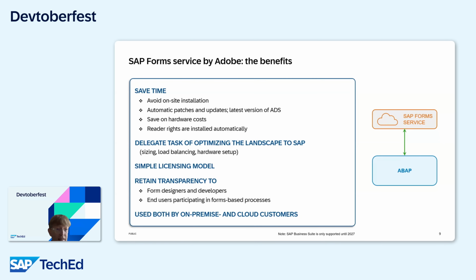The licensing model is different. We'll see that on the next slide. And a lot of things remain the same. So nothing changes for the form designer, nothing changes for the end user. The end user doesn't know where the ADS is, so the functionality is still the same. And it can be used by cloud customers, in the sense of customers who are only in the cloud. That's a very small minority. Or by customers who are on-premise. Just because your application is on-premise, it doesn't mean the ADS has to be on-premise. The ADS can be in the cloud.